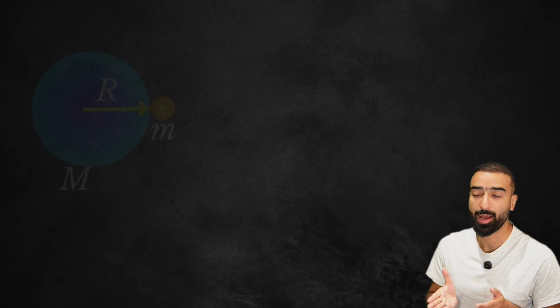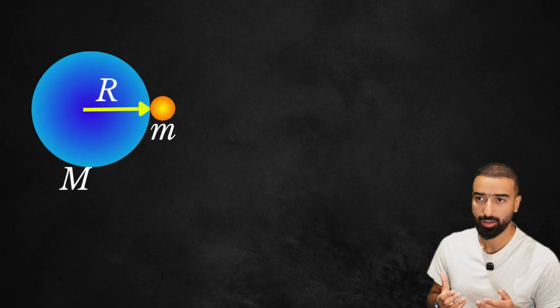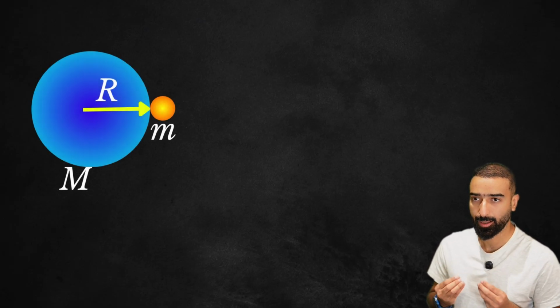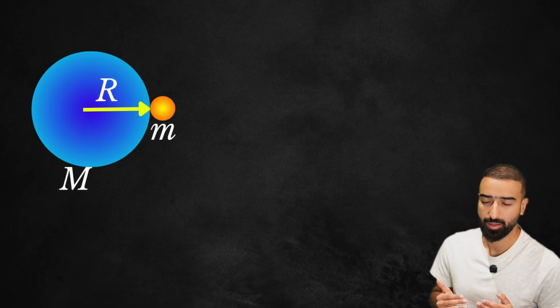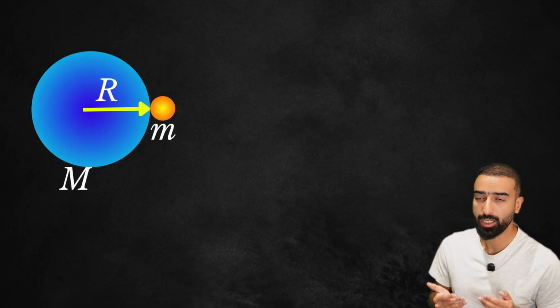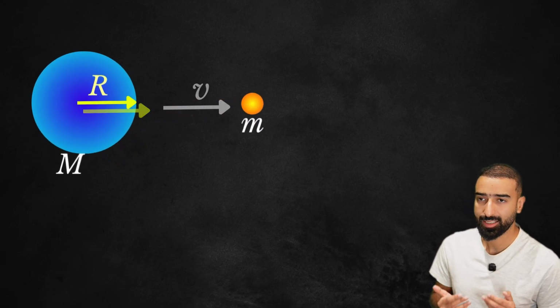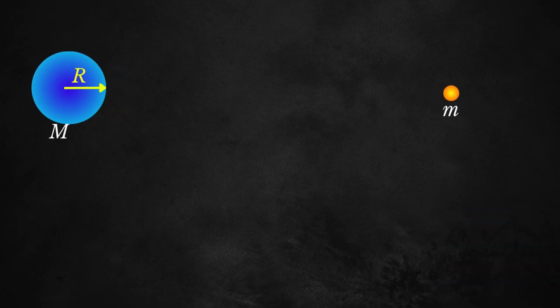Consider a planet of mass M and radius R. A projectile of mass m starts at the surface. We launch it with the minimum speed v so that it just barely escapes the planet's gravity.